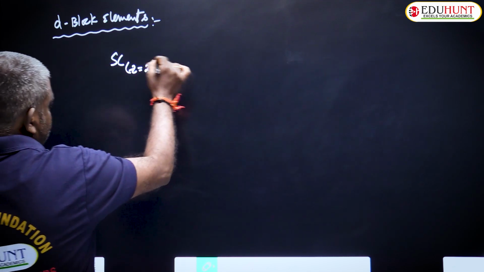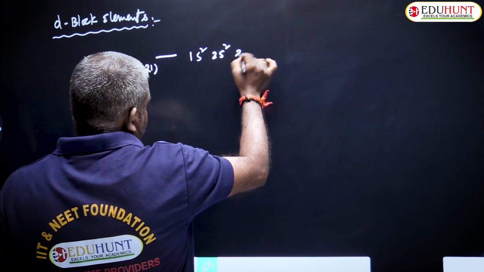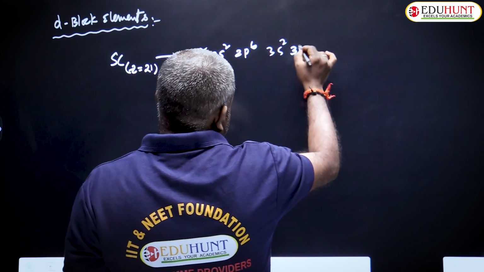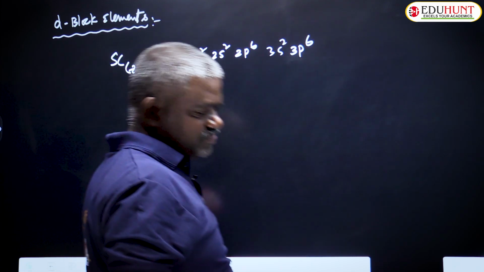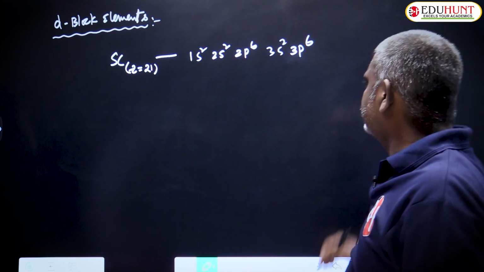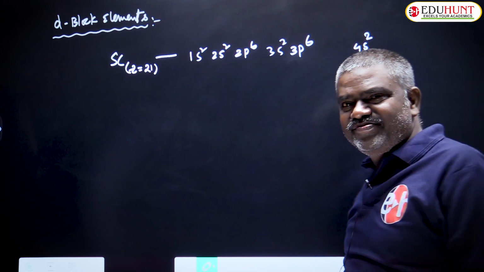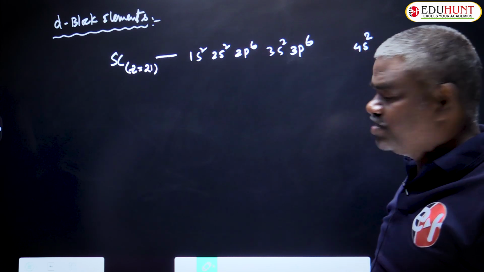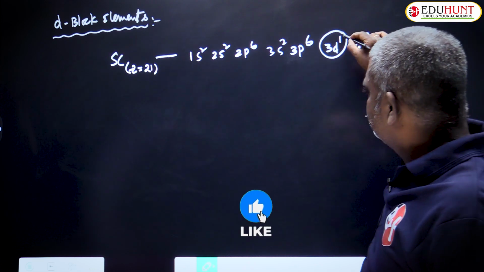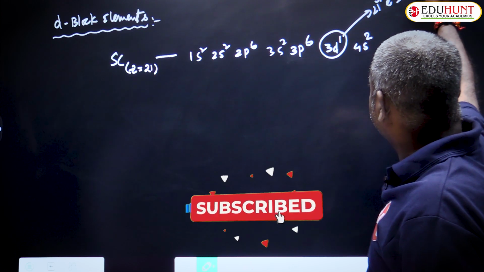21. So here 1s2, 2 electrons completed, 2s2, 4 electrons completed, 2p6, 10 electrons completed, 3s2, 12 electrons completed, 3p6, 18 electrons completed. After that, the electrons are filled in 4s2, 20 electrons completed. The 21st electron enters into 3d. It is 3d1. So the 21st electron is the differentiating electron.